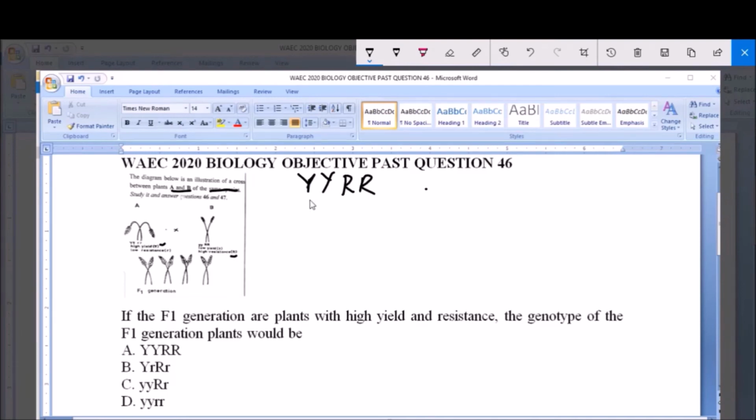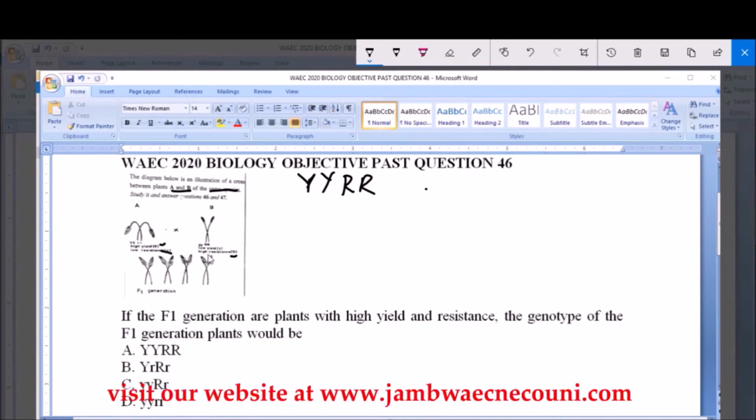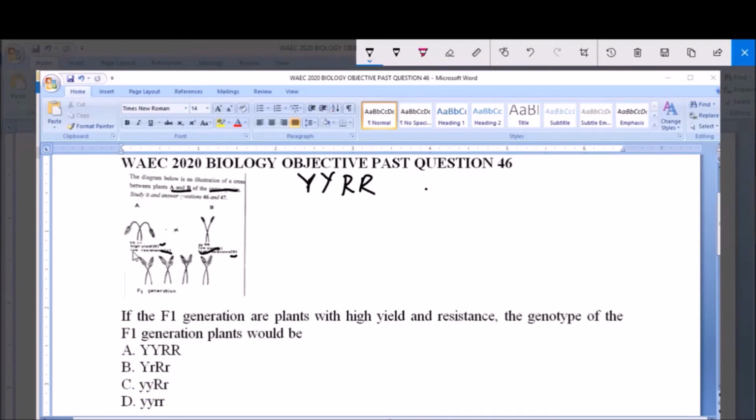B, you have heterozygous high yield, heterozygous high resistance. C, you have homozygous low resistance and heterozygous high resistance. And then D, you have homozygous low resistance, homozygous low yield. So in order to get the probable genetic makeup of the F1 generation, you use what is known as the Punnett square, or Punnett table.